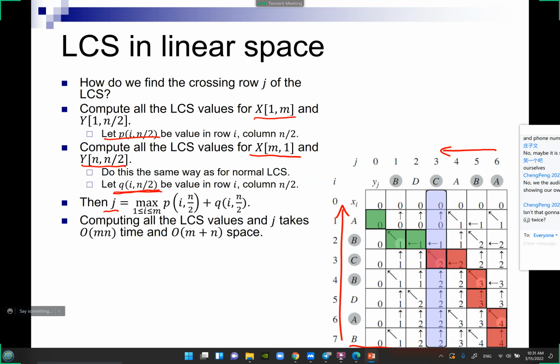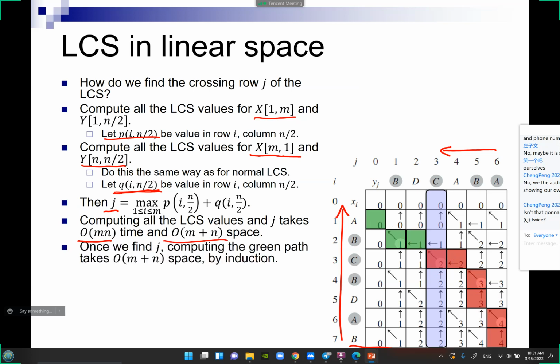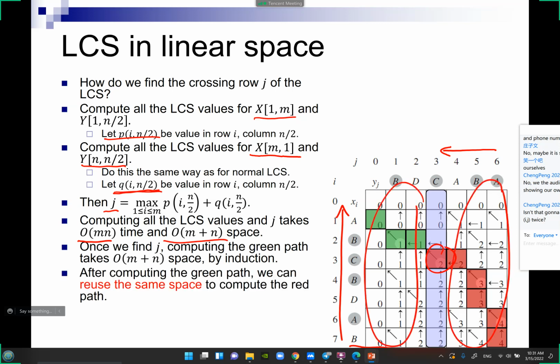Now, as we said, computing all the values is going to take quadratic time and linear space. Once you find the j, this middle part over here, we've got 2 subproblems, this part and the part on the right. We're going to solve those parts recursively. However, we're going to solve the left part first, and then we're going to solve the right part.